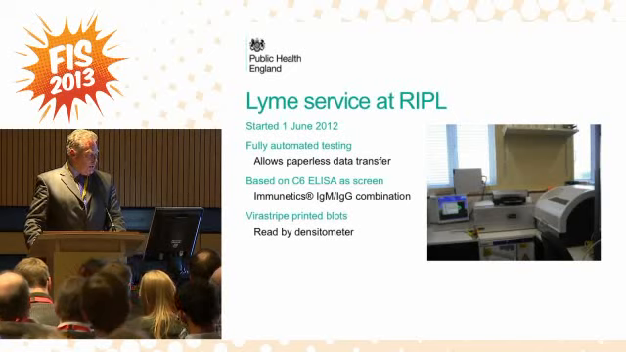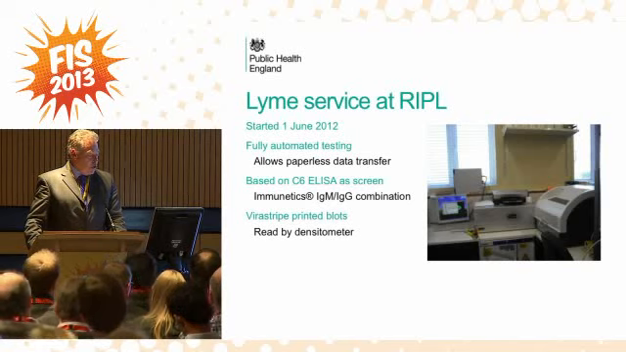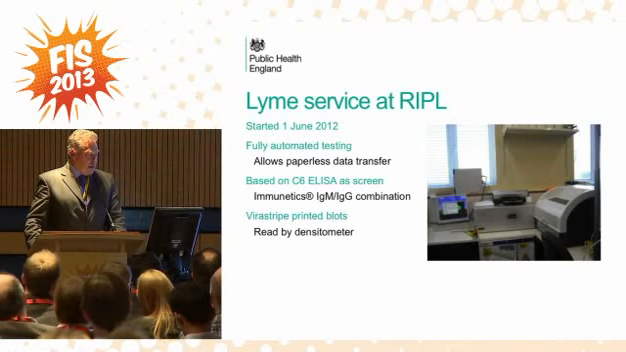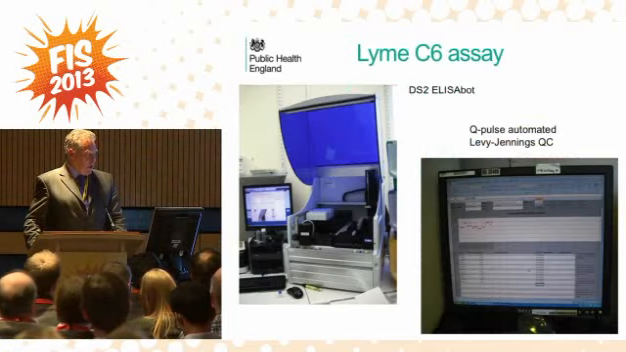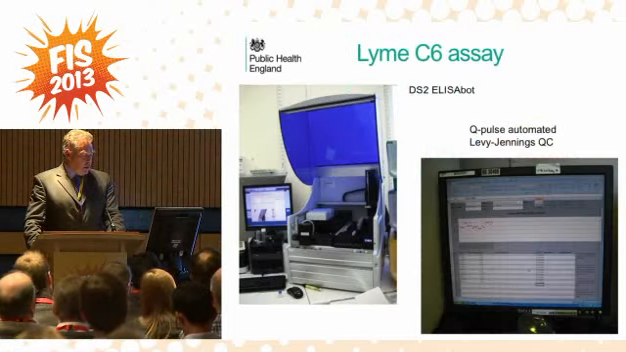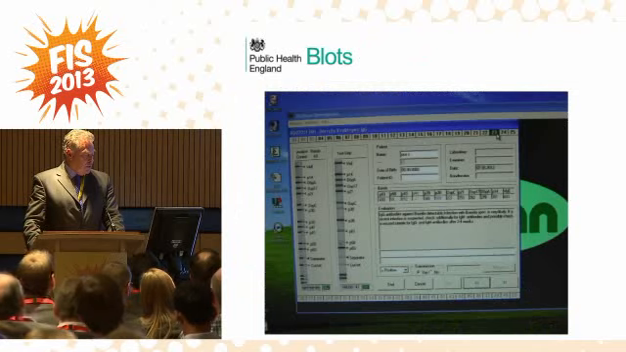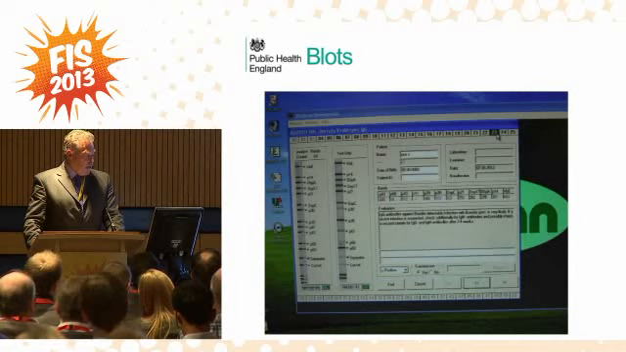Ripple are now using a printed blot system, ViraStripe, which is machine readable, and so it's read by a densitometer and has less background interference. So I think it helps with the interpretation of that. This is just the Lyme C6 assay, and these are the printed blots, in this case on the screen, comparing the control blot here with a test sample with all the antigens laid out on the blot and readily readable by an automated densitometer.